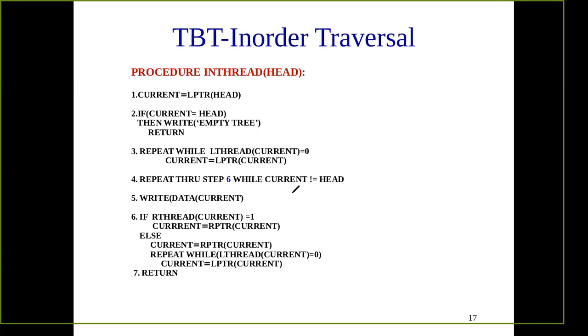So the same thing is written here. If right thread of the current, initially current is here. If right thread of current is equal to 1, that means this is the thread. If it is the thread, just go to current equal to right pointer of current. So we are just moving towards this one. So we are reaching at the root, that is the parent node, parent of B. That is the inorder successor of B.